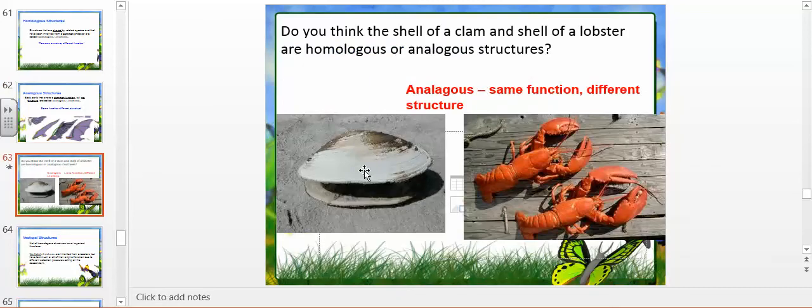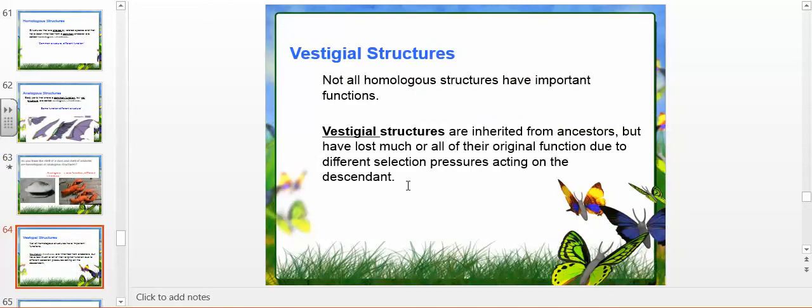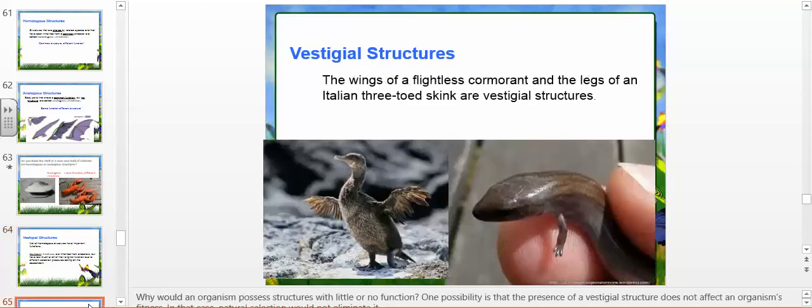So here with the clam shell and the lobster shell, they both have shells and the shells are for protection, aren't they? So they have the same function, but they have a different structure. So they'd be analogous. Now another type of structure would be called vestigial structures. Vestigial structures are structures that no longer have a function for an organism. They still have them, but they don't have a function.